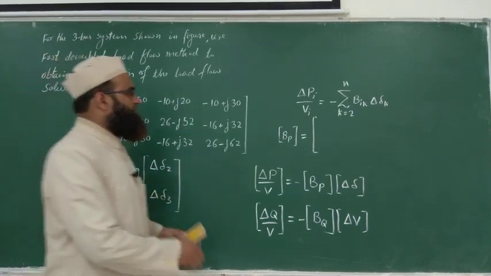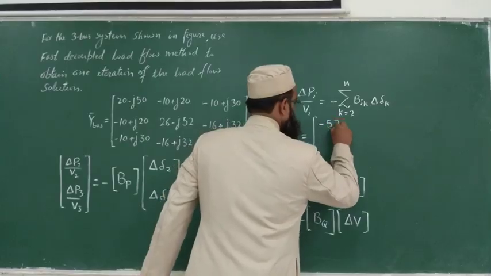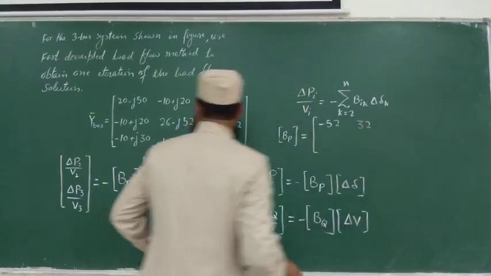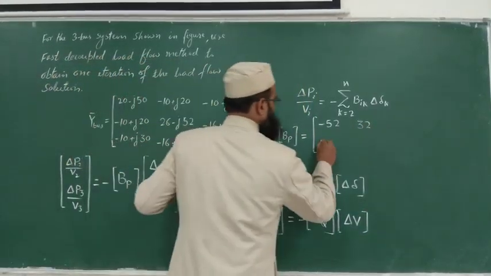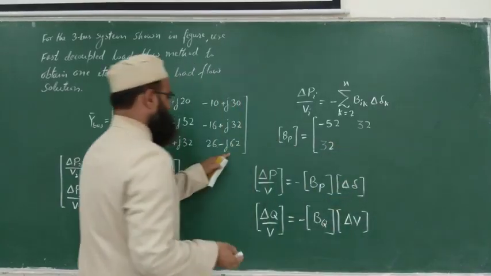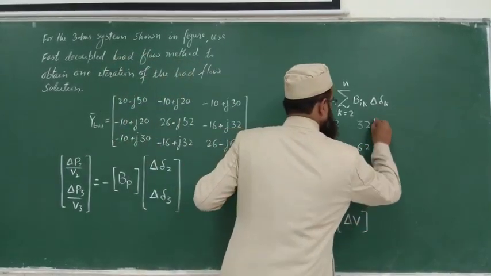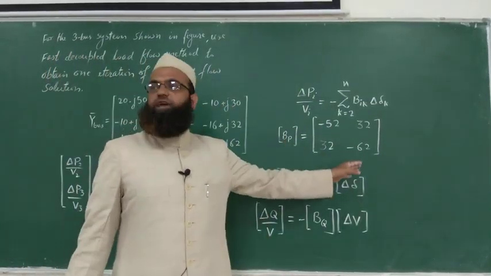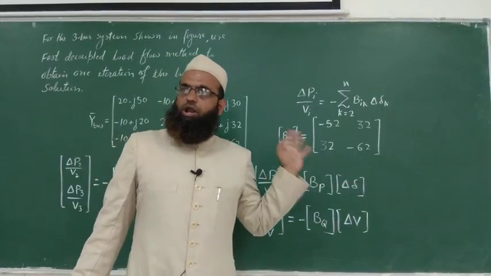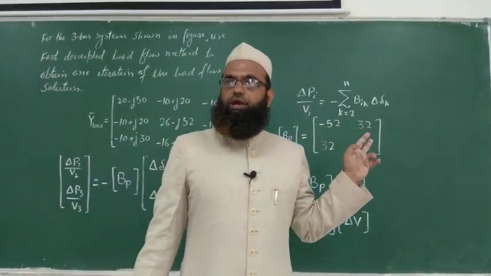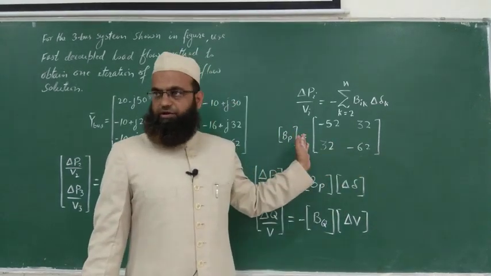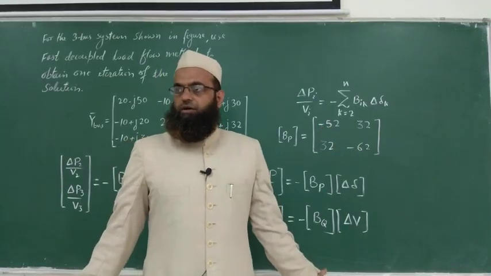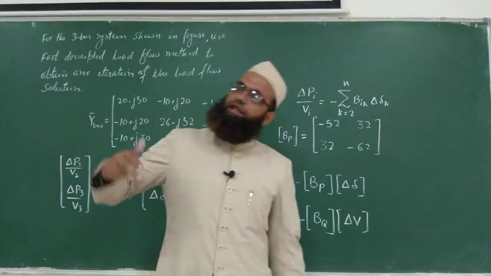So what you will write? Minus 52, then 32, then 32 again, and minus 62. So this will be your B', having order n minus 1 cross n minus 1. So for our problem, the total number of buses is 3. So this will have order 2 by 2. You can observe it easily. Clear? So this is a constant matrix. No need to worry. Now you can use the same values for any number of iterations.